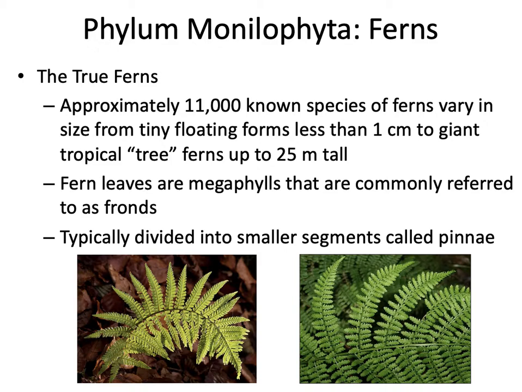Now, fern leaves are megaphylls. So those are those more advanced leaves with leaf gaps that we have currently learned about in our course. And these megaphylls are usually referred to as fronds. The frond is typically subdivided into smaller segments that are referred to as the pinnae. So a fern leaf looks like a compound leaf, but we don't use that language. Instead, we use the language of a frond and the pinnae.